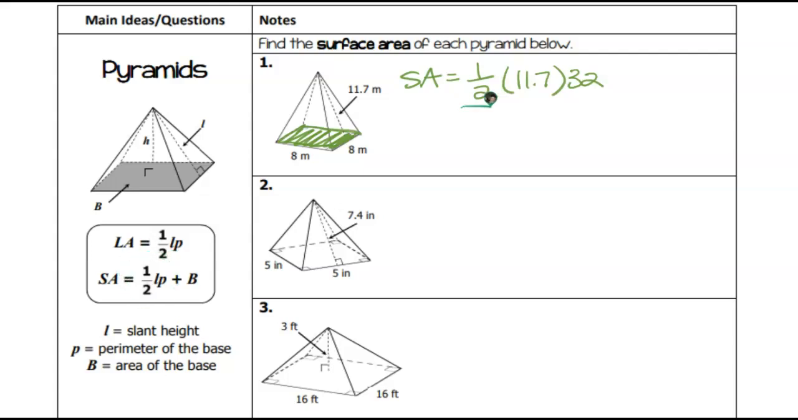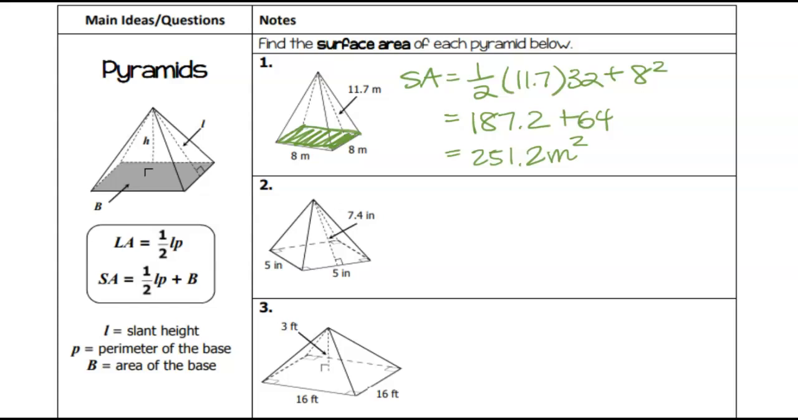So 1/2, L is 11.7, perimeter is 32. Then I'm going to add it with my one base at the bottom, which is my 8 by 8 square. So the area of that will give me 8 squared. When I work this out, I get 187.2 for my 1/2 LP, and then 8 squared is 64, and that comes out to 251.2 meters squared. So surface area of that pyramid is 251.2 meters squared.